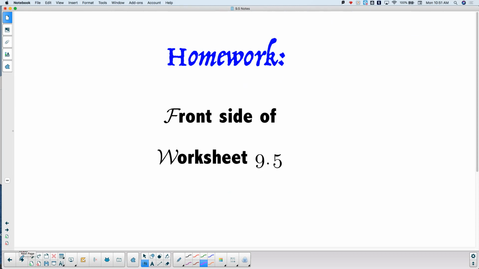So your homework this evening is the front side of this worksheet, 9.5. It's the hyperbola worksheet, just like the last 3 weeks. This won't be due until Friday, but I want the front side done, at least started by Wednesday.